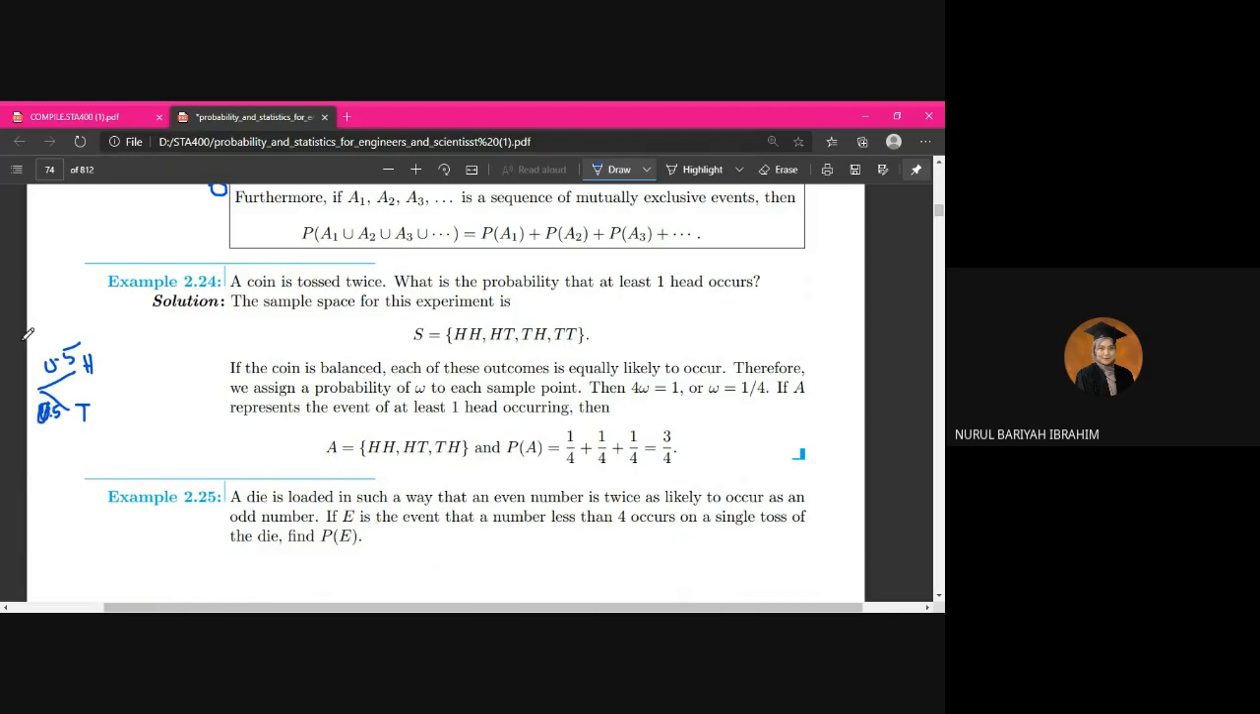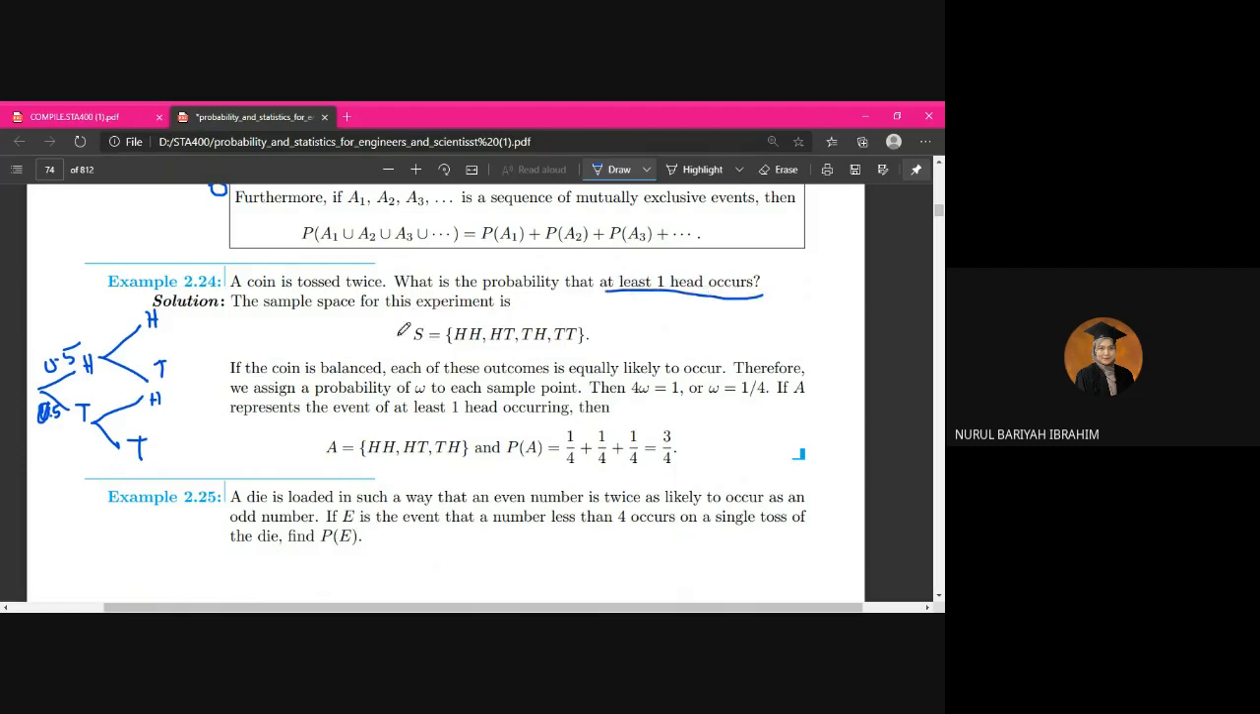Okay. So the first toss and the second toss, we will get the same: head and tail, head and tail. And the probability is also the same, 0.5, 0.5, 0.5, 0.5. Okay, so we want to find the probability that at least one head occurs.